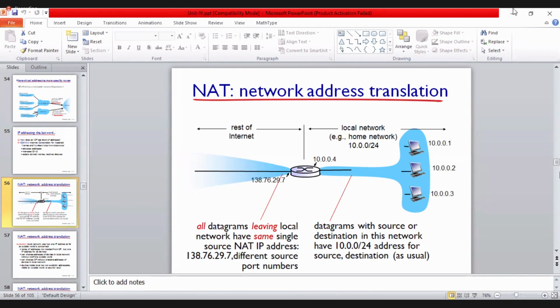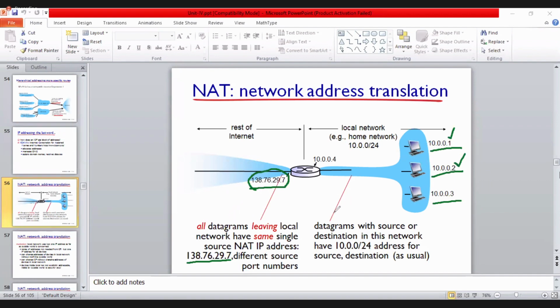So you can look here at the IP address, but the port numbers are different. Same IP address with different port numbers. The datagrams leaving this local area network have 138.76.29.7, but the source port numbers are different. Here these are the various IP addresses of the nodes which are present in the local area network.